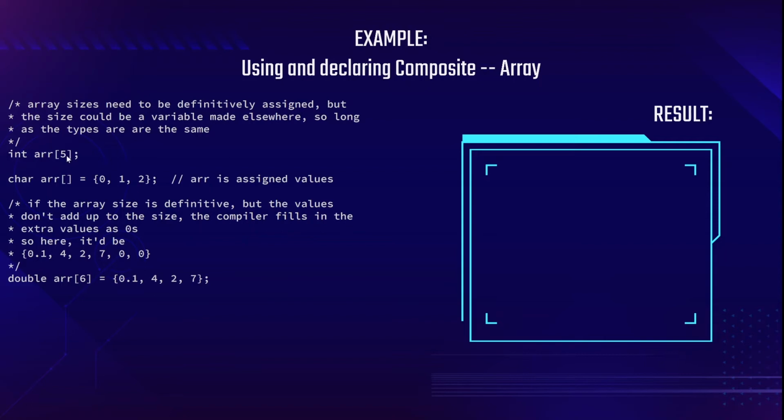Now, if we want to definitively say what's going to be in there, like the values, we don't write the number in here, we just explicitly define it, we use brackets. So let's say the array size is definitive, but the values don't add up to the size. So here we have 6, right? The compiler is going to fill in the extra values as zeros. So even though we explicitly define, what, 4 values, we say it's 6, we're going to be filling in these 2 zeros.